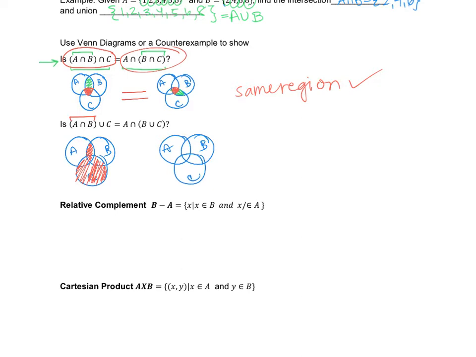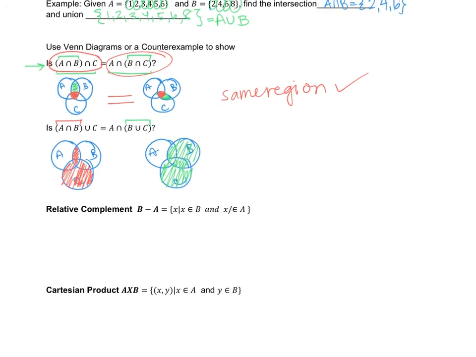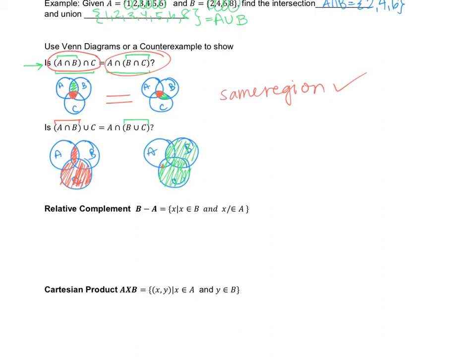Let's compare that to the right side. It starts by looking at B union C. Well, that again means you're either in B or C or both. That's going to be anywhere in B or anywhere in C or anywhere in the intersection. So anywhere in there. Now it wants us to intersect that with A. Well, A, you can see, is the big circle. It's only intersecting that green part right here.